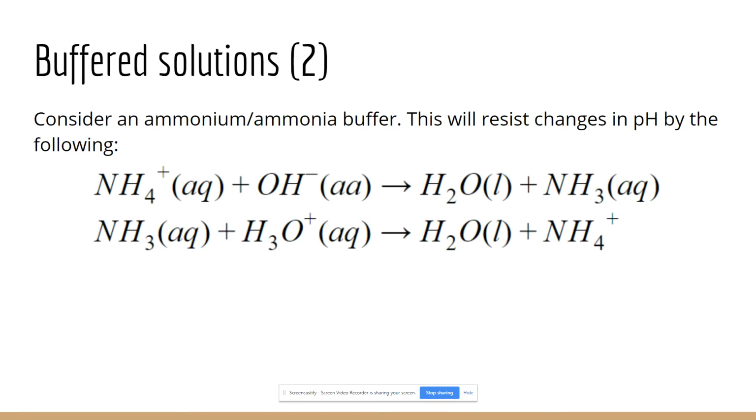Pause here. So this is just explaining what buffers do. So let's just say I've got an ammonium, meaning NH4+, and an ammonia buffer, and it's going to resist changes in pH. The first equation that you see here is what happens when hydroxide reacts with it. So you see that it forms NH3, the conjugate base, and H2O. And then the second one shows what happens when you add an acid to it. The NH3 becomes NH4+, and then it also produces water.